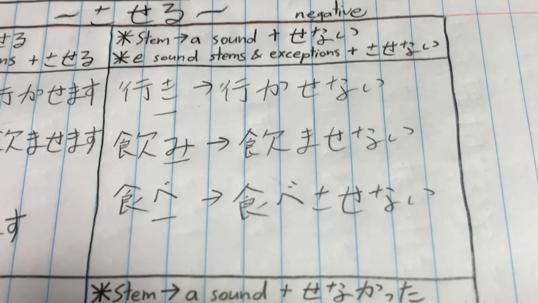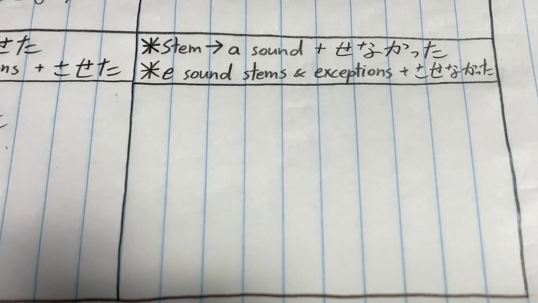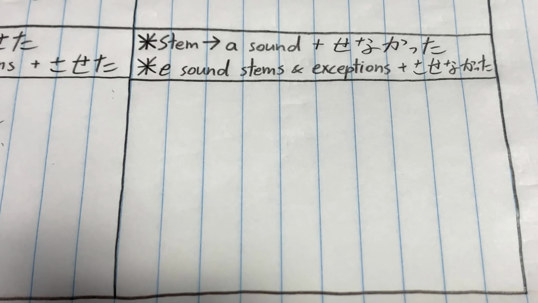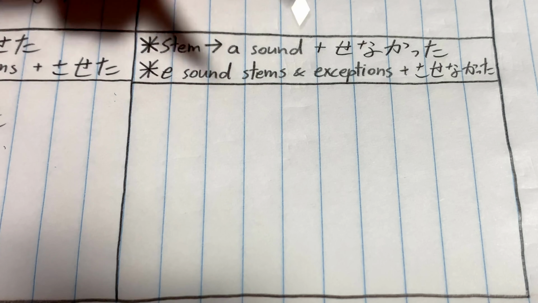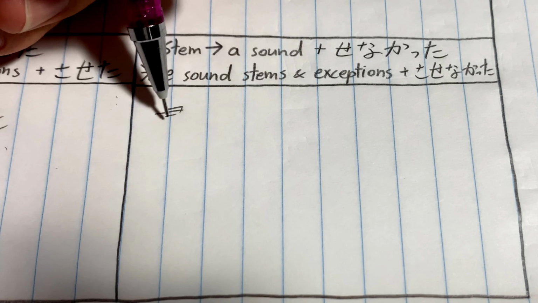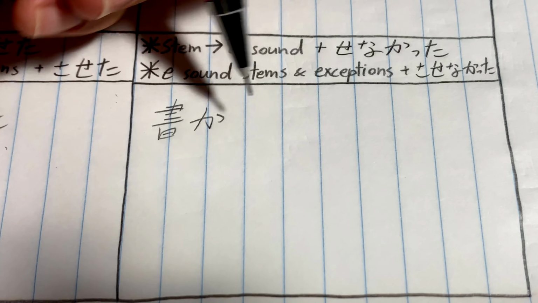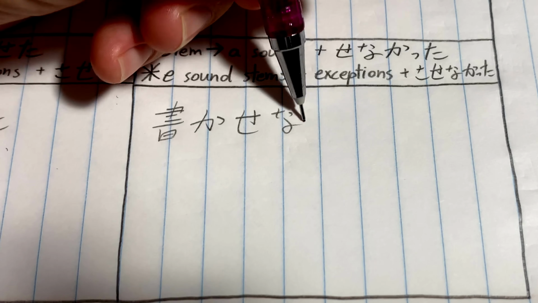Okay, and moving on to our last example, we have the negative past conjugation. So that is the didn't version. And again, we're just going to recycle these words to show how to conjugate them. So we have kakimasen deshita becomes kakasenakatta.